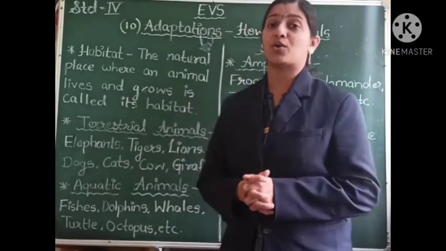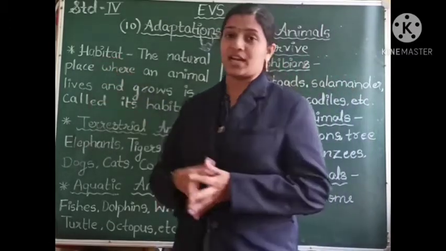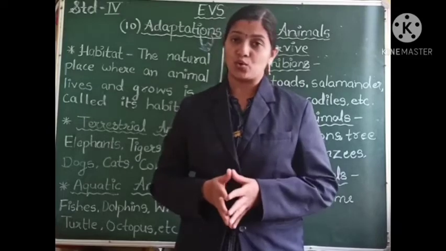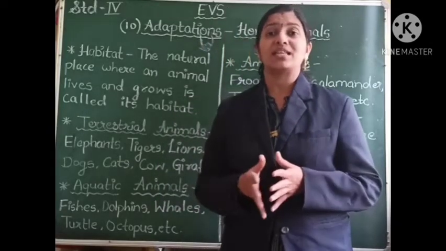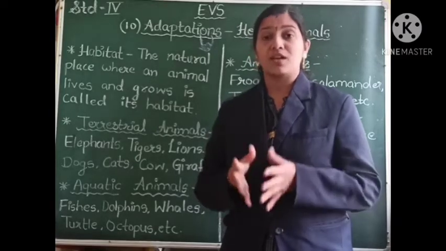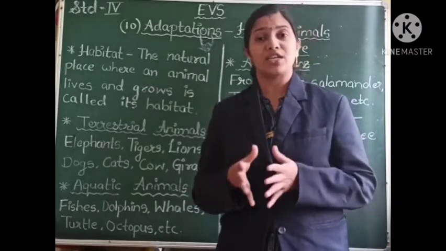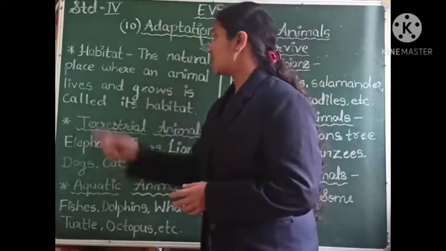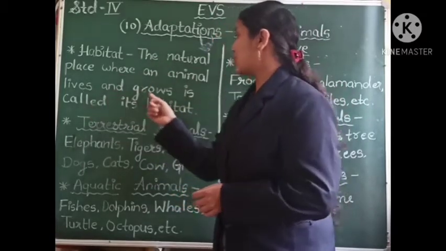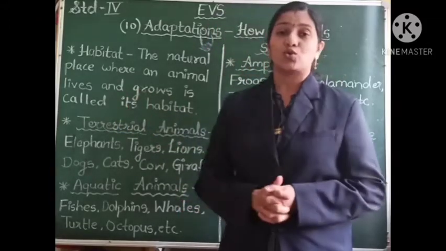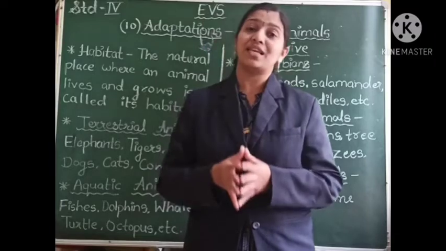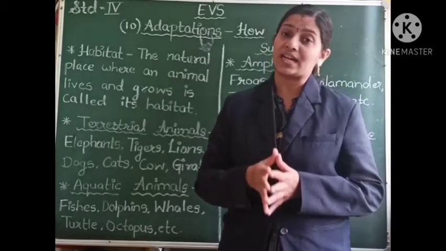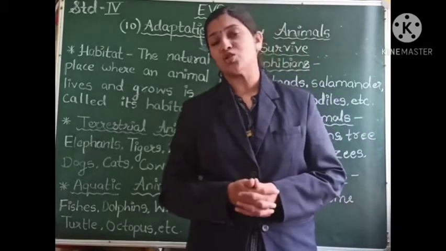So the first thing which we are going to discuss today is habitat. What is a habitat? Habitat is a place where the animals live and grow, or we can say it is a place where these animals have adapted themselves. They like to live there and they have got adjusted to live there. So the definition for habitat is: the natural place where an animal lives and grows is called its habitat. The habitat of each animal is not the same.